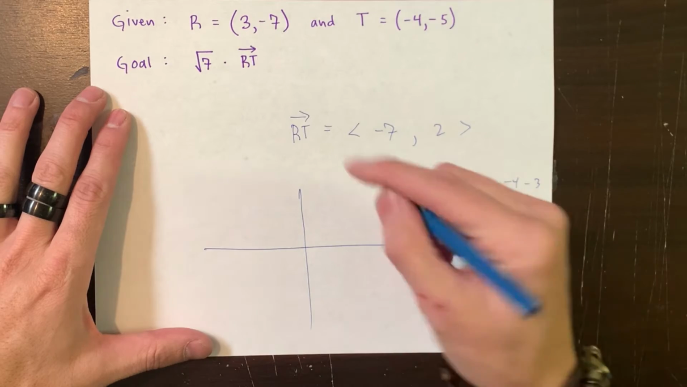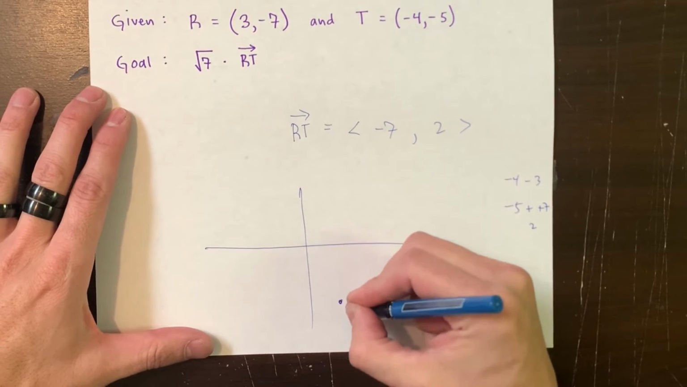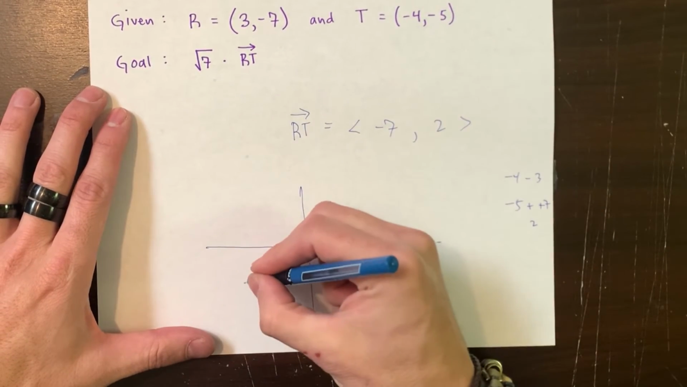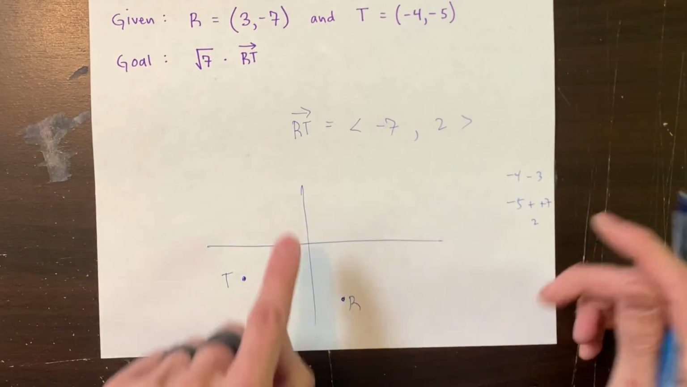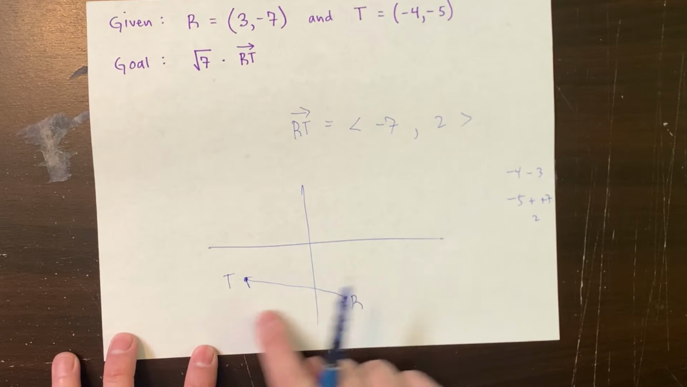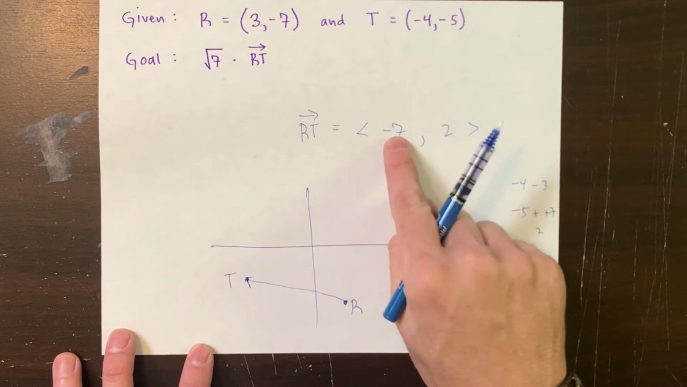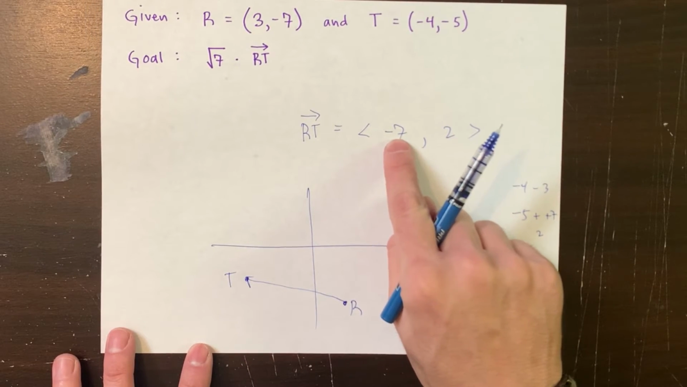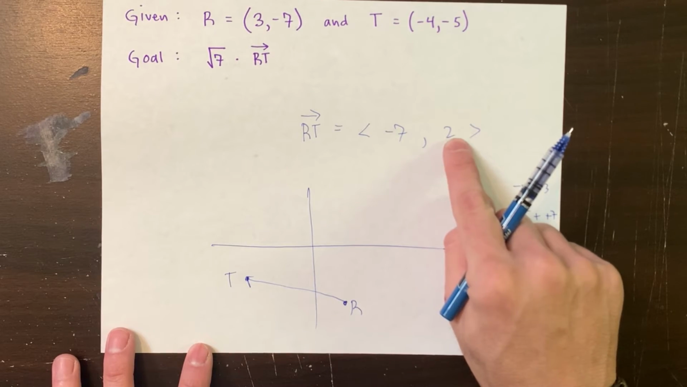And I believe that because R should be like down here, and then T is gonna be like over there. And I wanna go from R to T. I wanna go like that. So I have to go left, and then I have to go up. And that makes sense because this is negative, so it's left, and that's positive, so it's up.